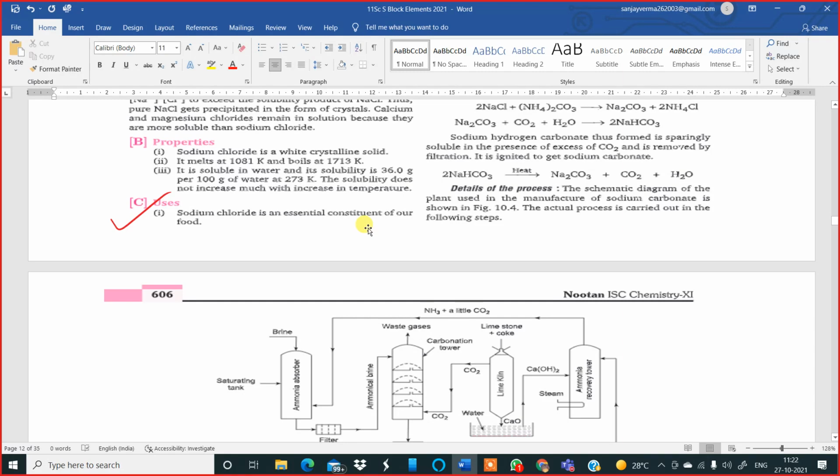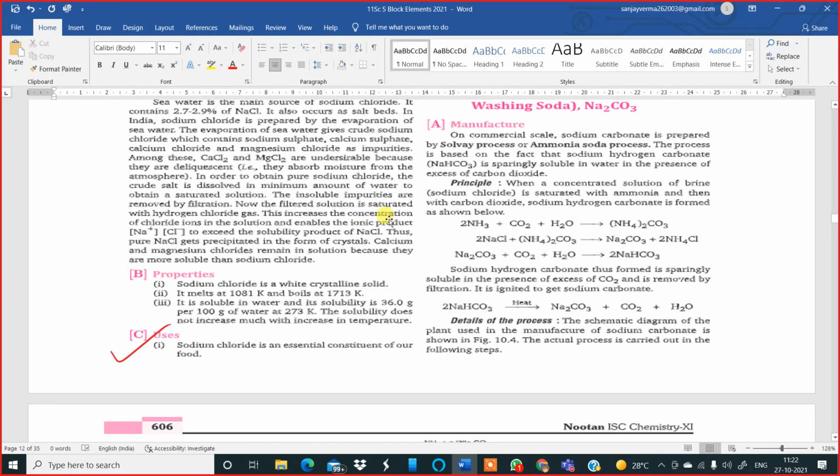If you look at the details of the process over here, the principle is there. On commercial scale, sodium carbonate is prepared by the Solvay process, which is also called the ammonia soda process. The principle is like this. When a concentrated solution of brine, that is sodium chloride, is saturated with ammonia and then with carbon dioxide, sodium hydrogen carbonate is formed as shown below. This sodium hydrogen carbonate thus formed is sparingly soluble in the presence of excess carbon dioxide and is removed by filtration. It is ignited to get sodium carbonate.